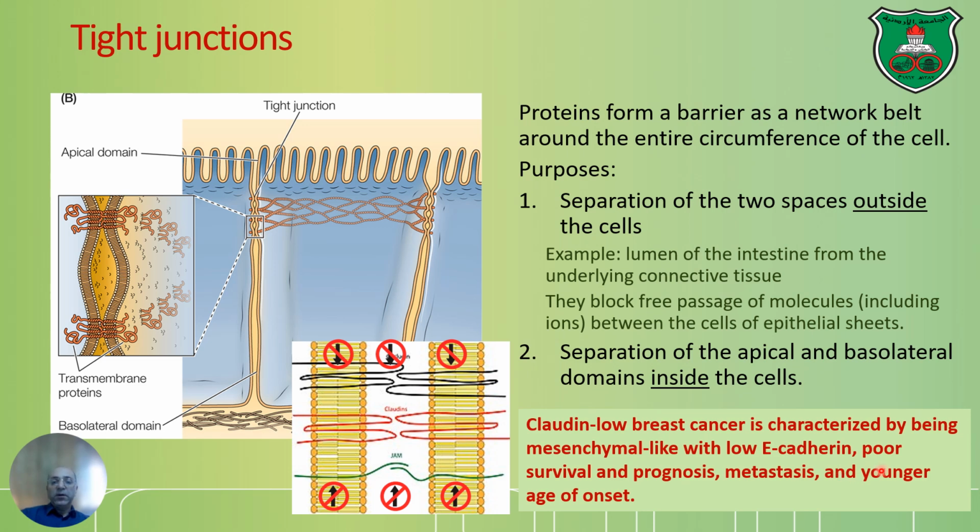Patients with Claudin low breast cancer have poor survival. It's an aggressive type of cancer. They have poor prognosis, meaning the outcome of the cancer is bad. They do not survive for a longer time. These cancer cells metastasize. Usually they are metastatic and they occur at younger age of onset, unfortunately.